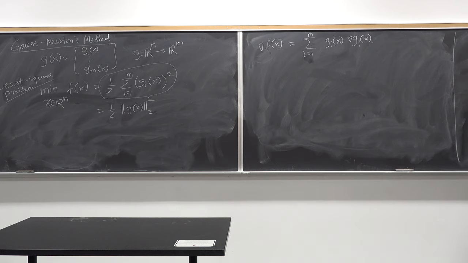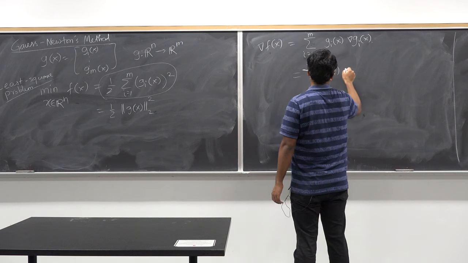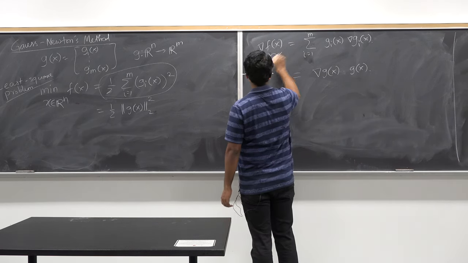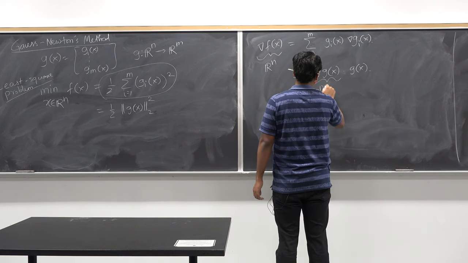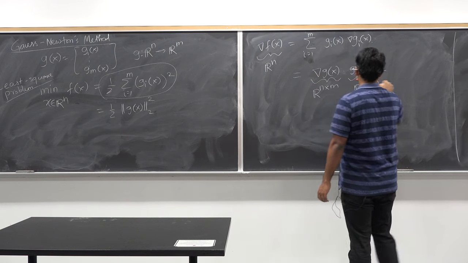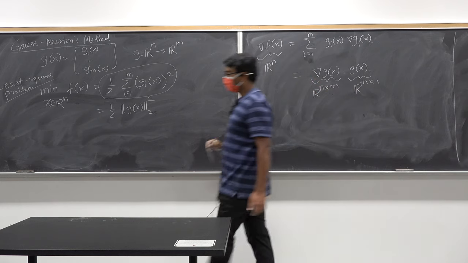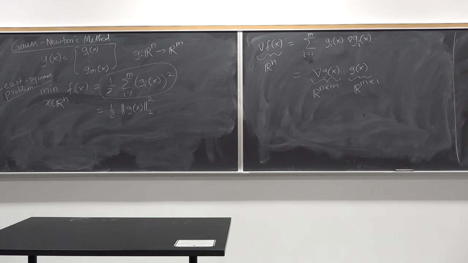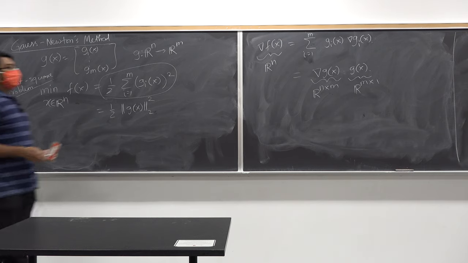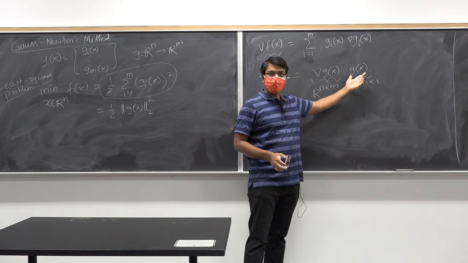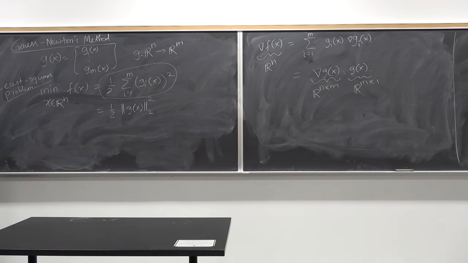Can I write it in matrix format? So in the matrix format, I'm going to write it as gradient of g of x times g of x. Let's do a sanity check. This is a vector in Rn. This is a matrix in Rn cross m. And this is Rm cross 1. So dimensionally, this equation looks correct. And it's actually correct, not just dimensionally; it is the correct expression for the gradient of f of x. So in order to compute the gradient of f of x for steepest descent, I need to compute the gradient of g, and I need to multiply it with g in order to get the gradient, right? And then I can run the vanilla gradient descent method.